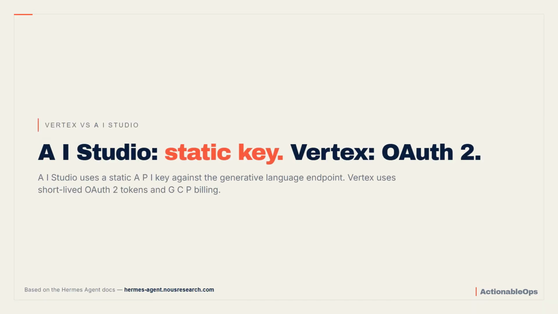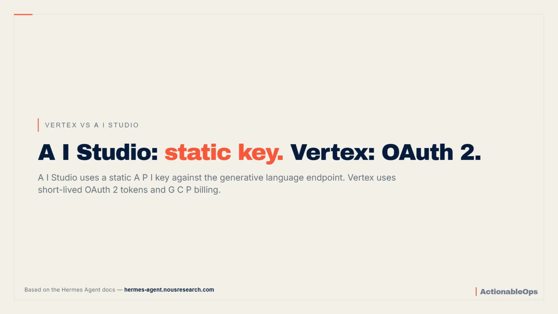The key thing to understand is authentication. Vertex has no static API key. Every request needs an OAuth 2 access token that lasts about 1 hour. Hermes mints and auto-refreshes these tokens for you. You never paste a token by hand. That is why a temporary token in a custom provider API key field does not work.